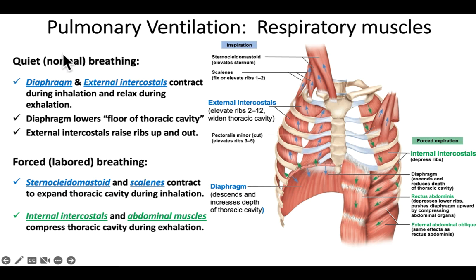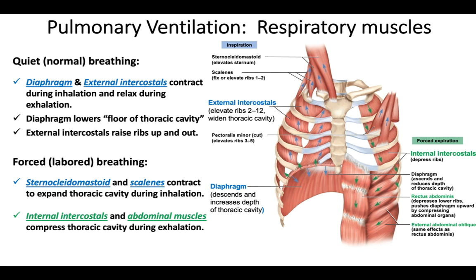So when you're normally breathing, the diaphragm and external intercostals contract when you inhale and they relax when you exhale. So exhalation is what we call passive, meaning it doesn't require any muscle contraction. It just requires these two muscles to relax.